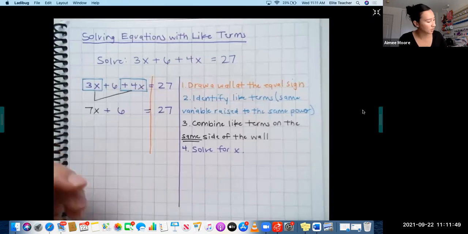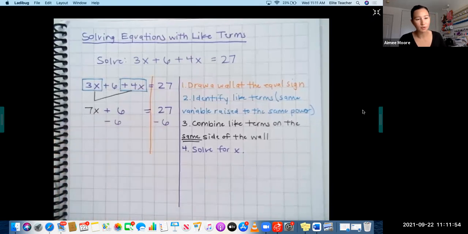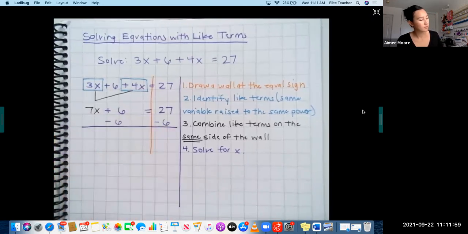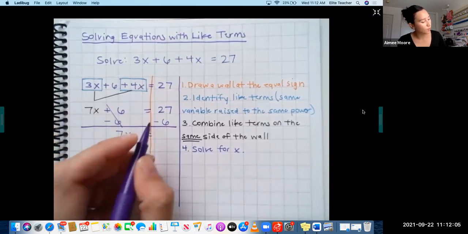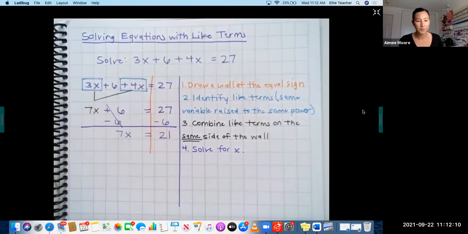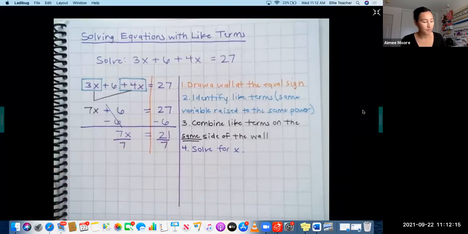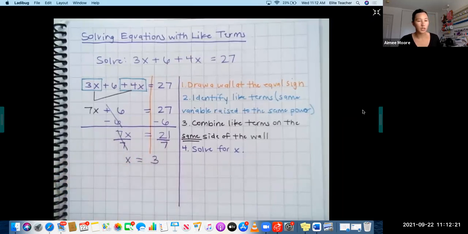Okay, so then we're just going to solve for x. Remember, we have to undo this plus 6, which means we need to subtract 6 from both sides. Those cancel out. So we have 7x on the left side equals 27 minus 6 on the right side, which is 21. Then we're going to divide both sides by 7. So x equals 21 divided by 7, which is 3. Any questions?